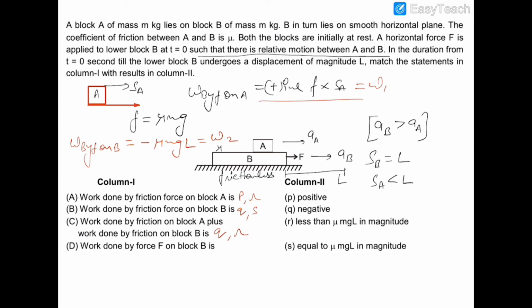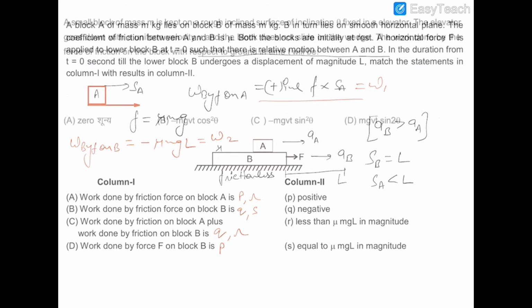Now for the last option, work done by force F on block B will be positive, as F is applied in the direction of motion, and the magnitude of this work done would be, no, it would be F into L, which is not given in any of the options. So the correct answer will only be the option number P.